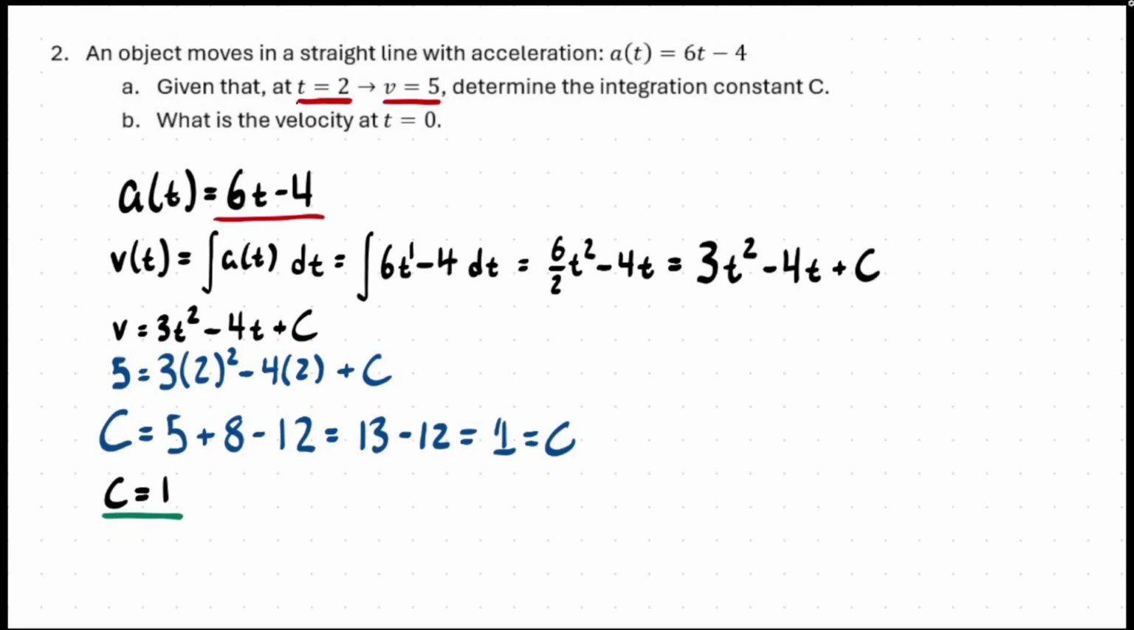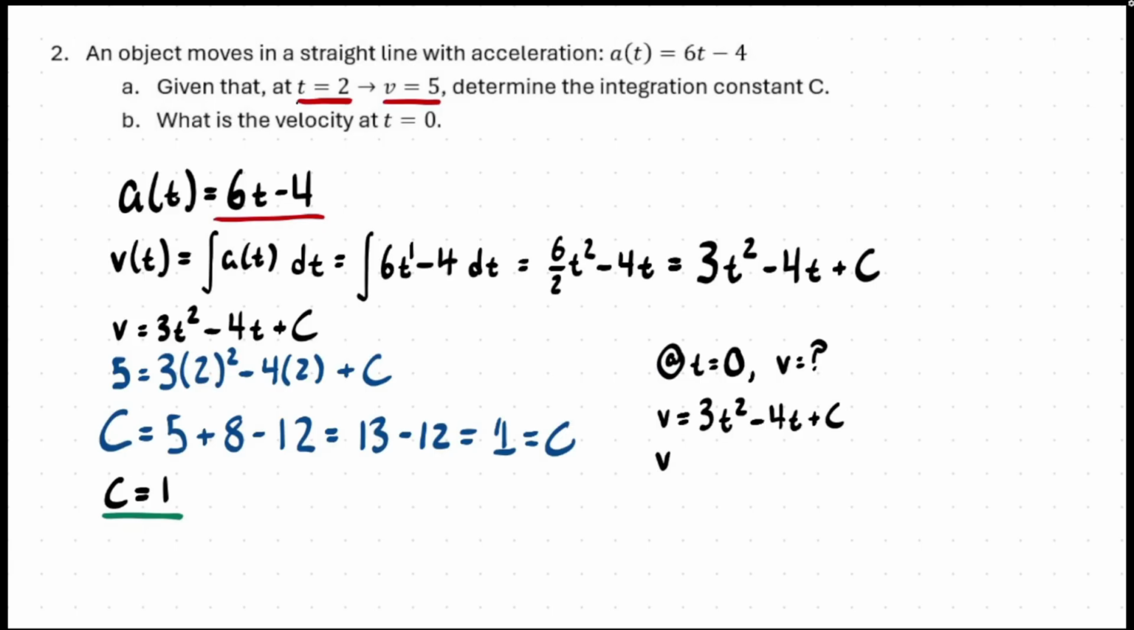Awesome. But now we want to know the velocity when t equals 0. So that'll be our next step. I'll do it over here. So at t equals 0, we want to figure out our velocity. We now know our c and we now know our t. We can use this formula that we came up with up here again to solve for our v. So v is going to be equivalent to our 3t squared minus 4t plus c. And we're going to plug in our given values.